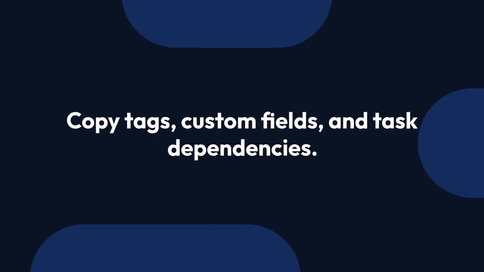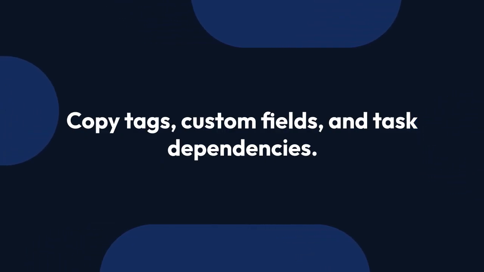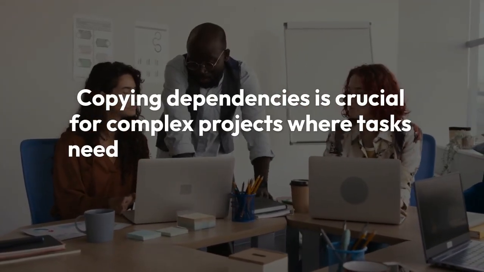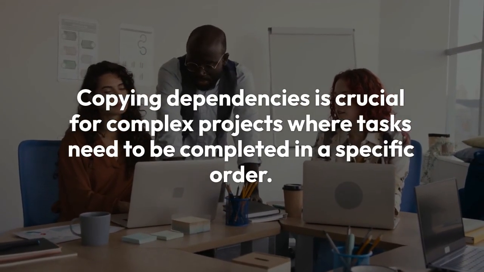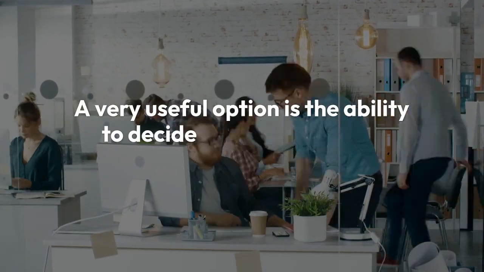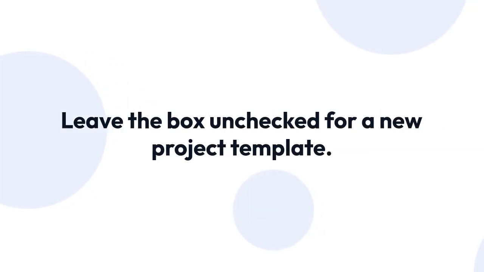Other options you can select include copying tags, custom fields, and task dependencies. Copying dependencies is crucial for complex projects where tasks need to be completed in a specific order. You can also copy task collaborators and even attachments. A very useful option is the ability to decide whether or not to include completed tasks. For a new project template, you would typically leave this box unchecked.